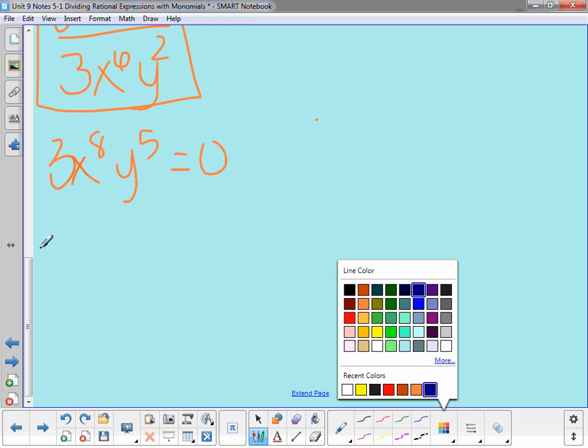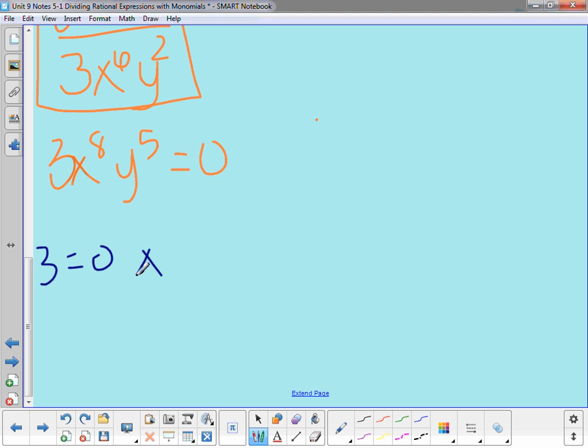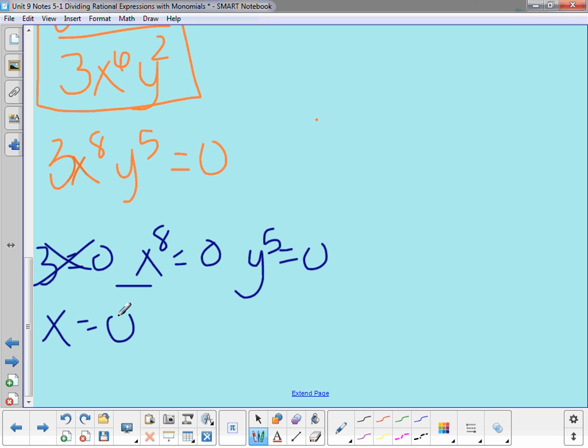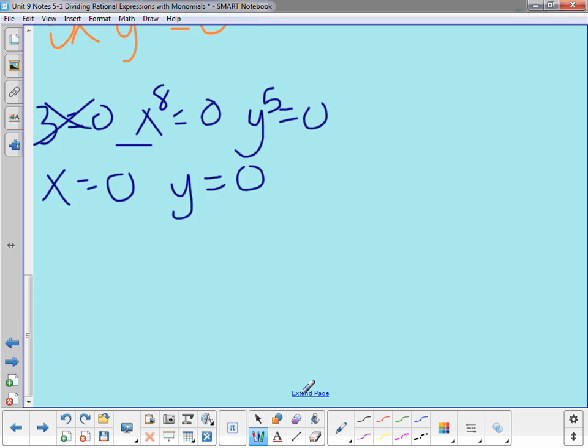So then we have 3 is equal to 0, x to the 8th is equal to 0, and y to the 5th is equal to 0. Okay, so that's not going to happen. The only way x to the 8th is ever going to equal 0 is if x is equal to 0. The only way y to the 5th is ever going to be equal to 0 is if y is equal to 0. So then our excluded values are that x cannot be 0 and y cannot be 0.